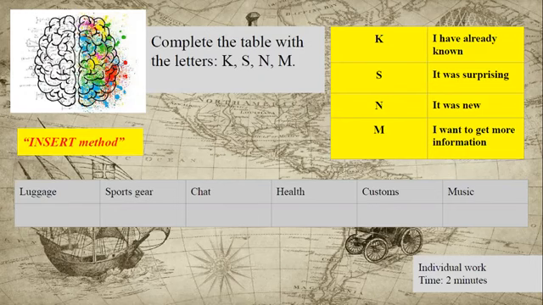They are luggage, sports gear, chart, health, customs, and music. Students need to complete the table with letters K, S, N, and M. K letter means I have already known. S letter means it was surprising. N letter means it was new. And M letter means I want to get more information.